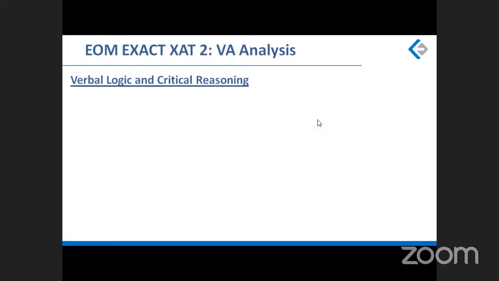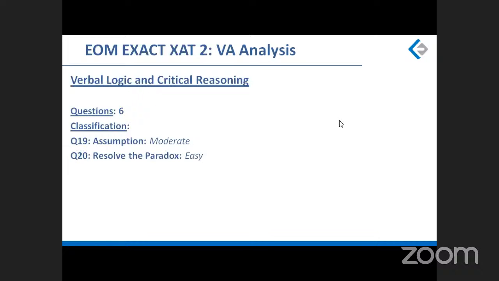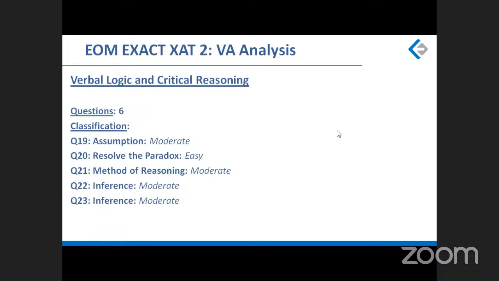Okay. Verbal analysis, in terms of verbal logic and critical reasoning, you had 6 questions: classifications, you had an assumption question, moderate, resolve the paradox, easy, a method of reasoning question, which was moderate, an inference question, which was moderate, then again, another inference question. So basically question 22 was an applied information question, but in critical reasoning, it would qualify under an inference question only.